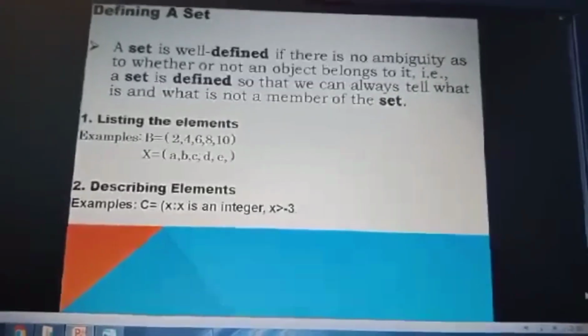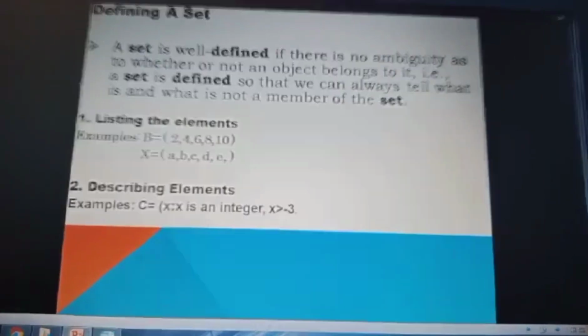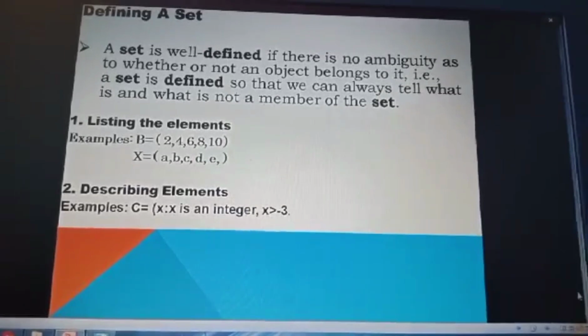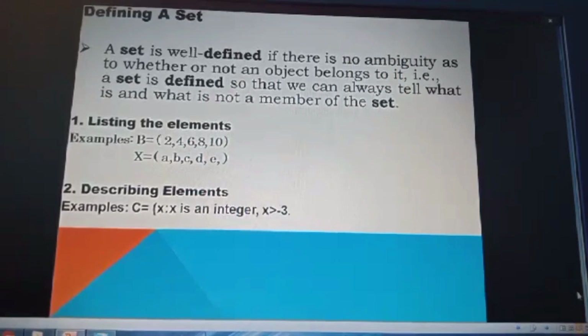Example: X = {a, b, c, d}. Number 2, describing elements. C = {x | x is an integer greater than -3}. This is read as C is the set of elements x such that x is an integer greater than -3.